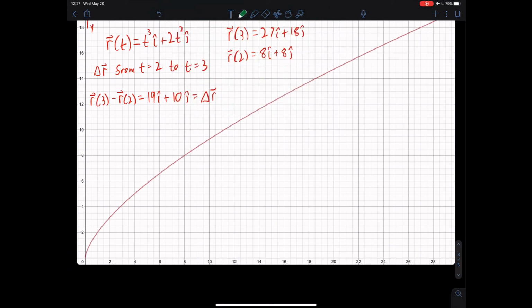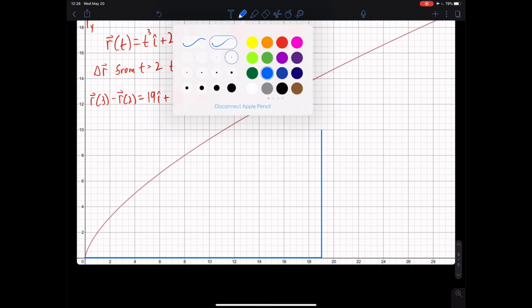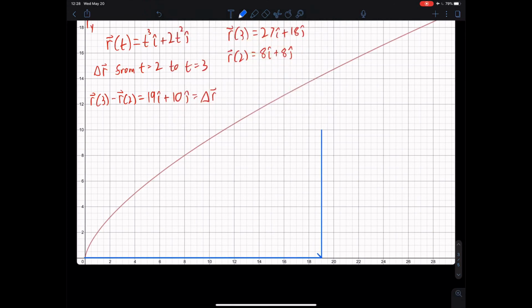So we have to go 19, we'll do blue. So we have to go 19 in the horizontal, and then 10 in the vertical. So that's going to land us right about there. And so this should be, and I'll draw my arrows here. So the vector from the origin up to here should be, again, the displacement vector.